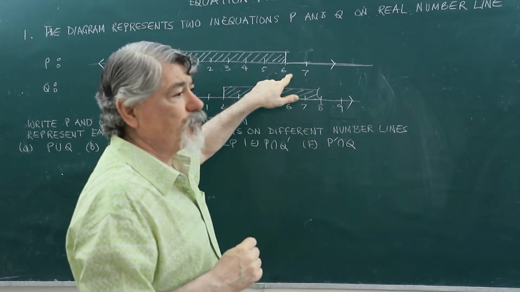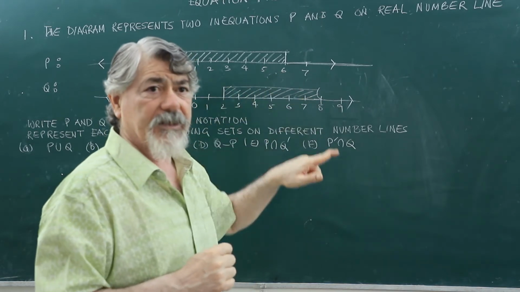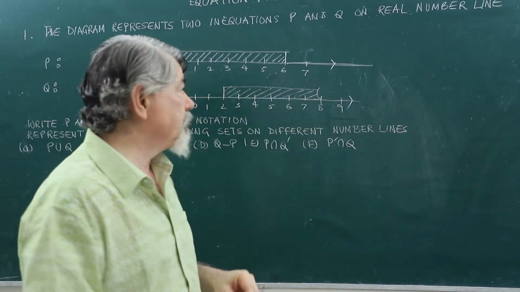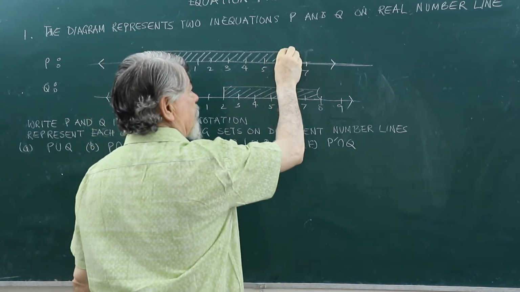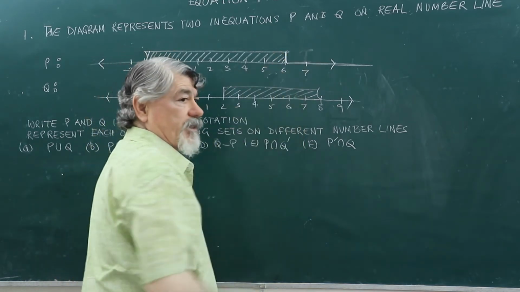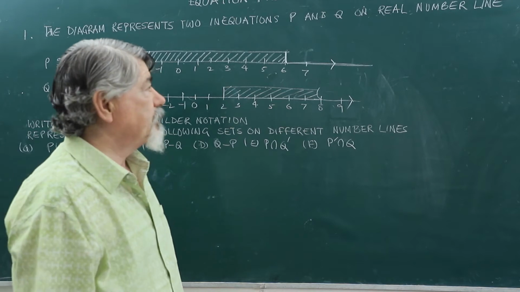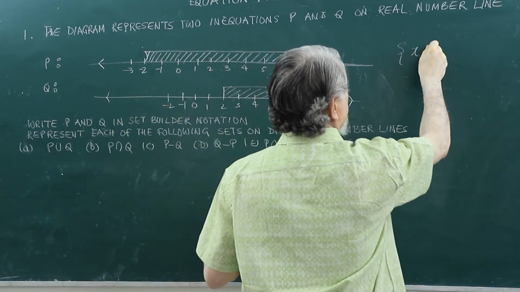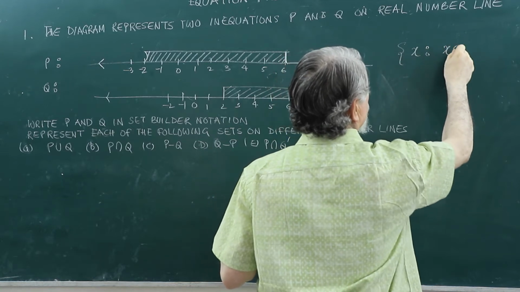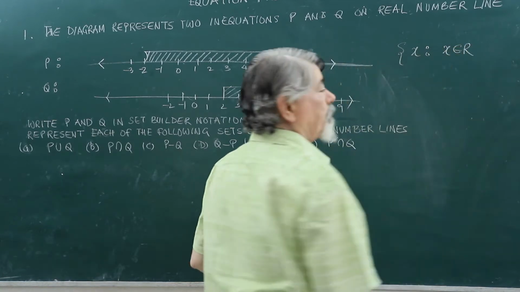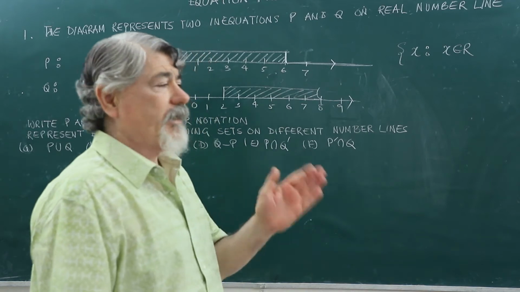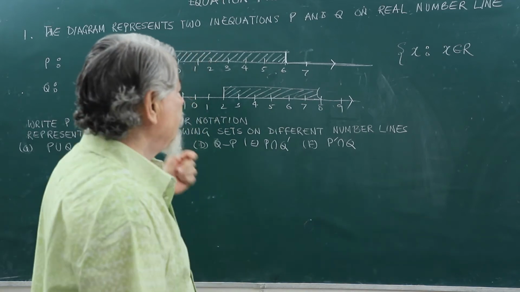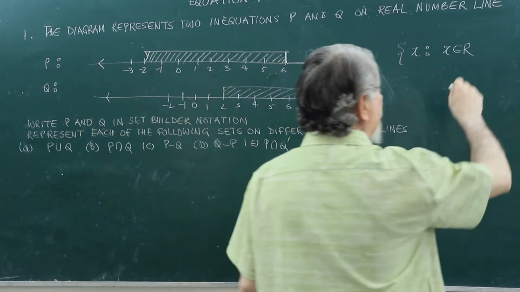And at the number 6, if you notice, there is a straight line up. That means it is equal to 6. So how will I write it? x, such that x belongs to the set of real numbers. Number 1, x belongs to the set of real numbers. And what are the values?